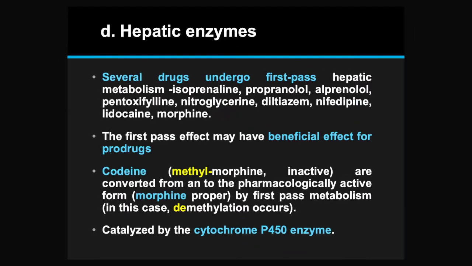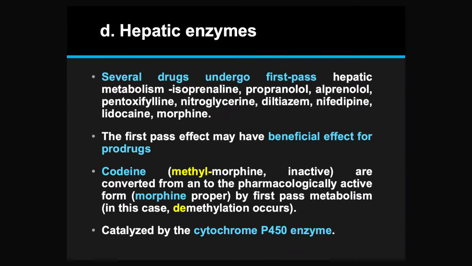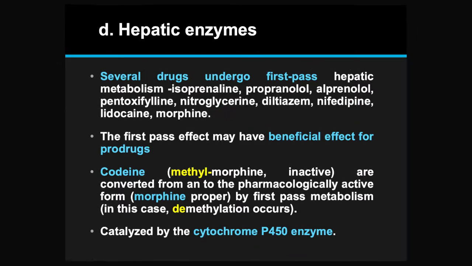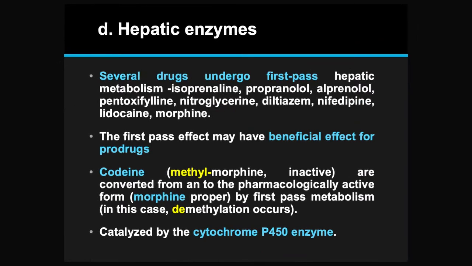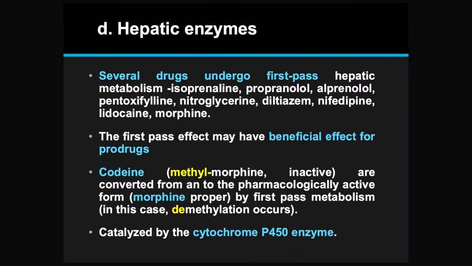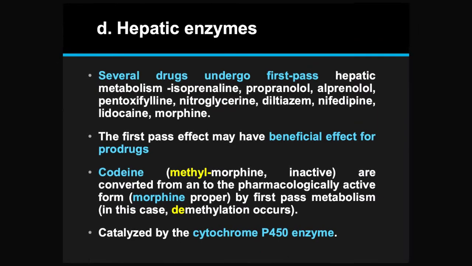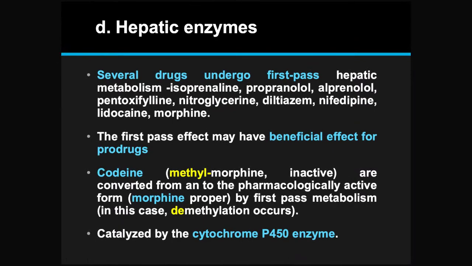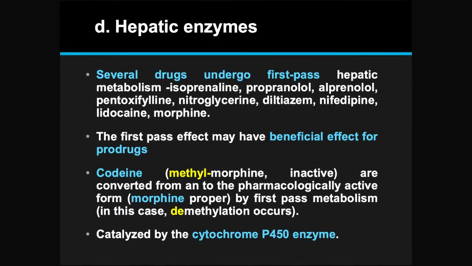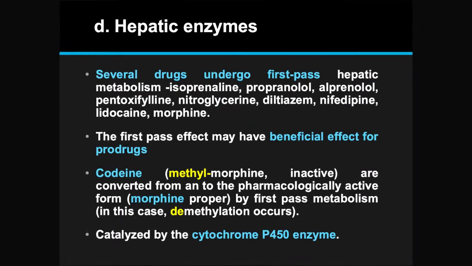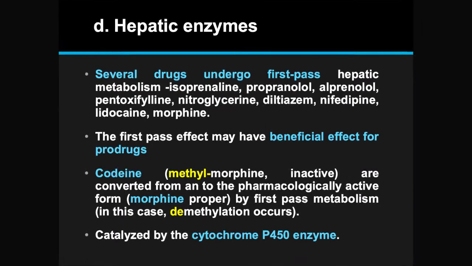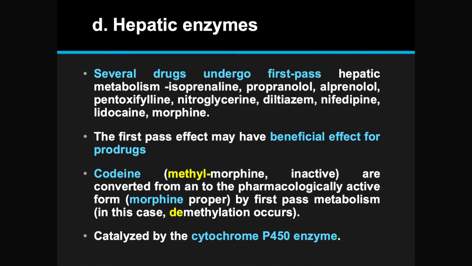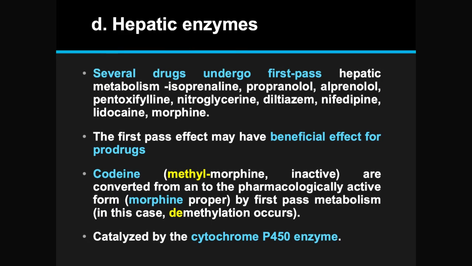The liver serves as the ultimate metabolic crucible, where the cytochrome P450 enzyme system executes high-velocity chemical transformations on a wide array of substrates, including propranolol and nifedipine. While this first-pass effect often acts as a subtractive process by inactivating molecules, consider the constructive role it plays for prodrugs like codeine. Through a precise demethylation reaction, the liver converts this inactive methylmorphine into pharmacologically active morphine proper, essentially turning the metabolic barrier into a chemical activator.